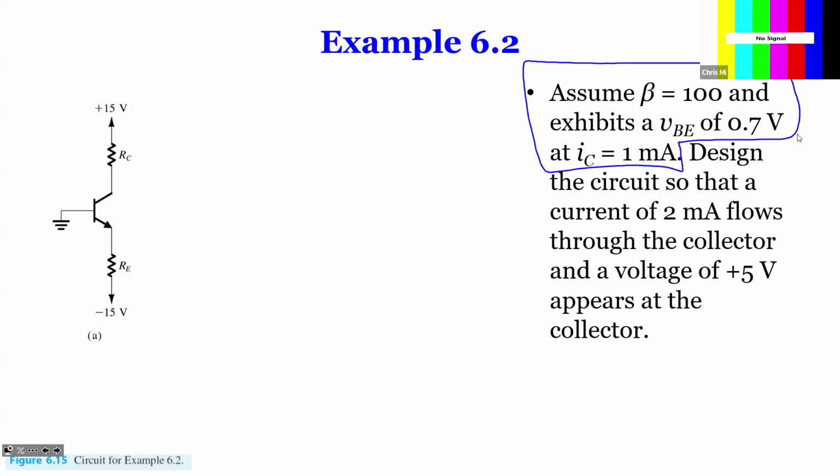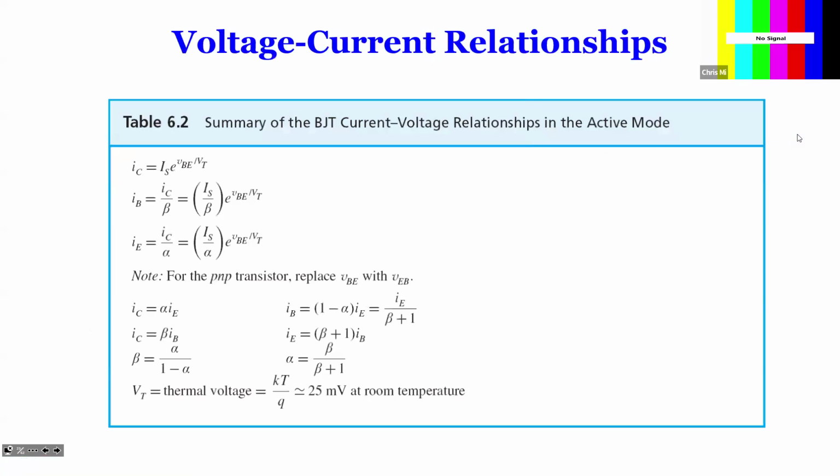So from the given conditions, what can you guys infer? What does it mean? When VB is 0.7, IC is 1 milliamp. What does it tell you? Without looking further at the equations, go back to the equation here. Look at the very first equation. What does it say? IC is given, VB is given, VT is constant, which means you can solve for IS. Okay, so that's what it says, right? You can solve for IS.